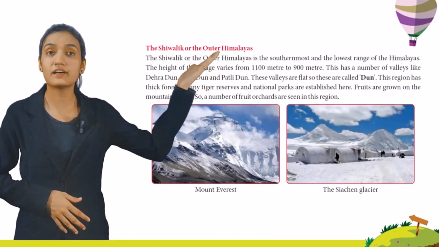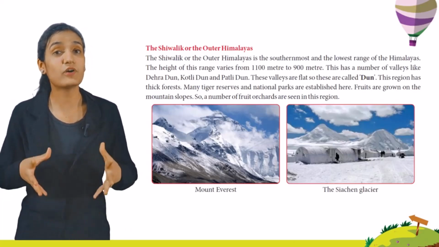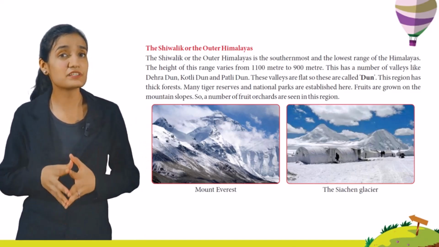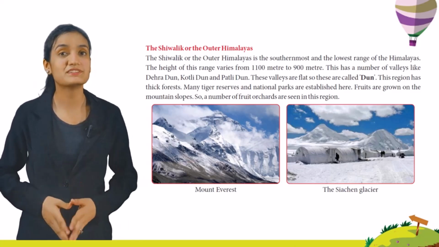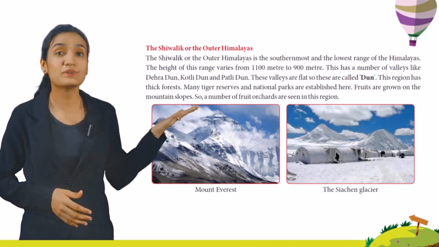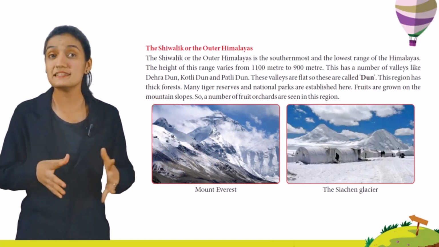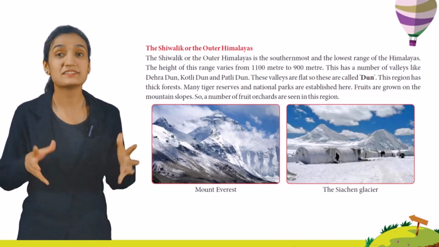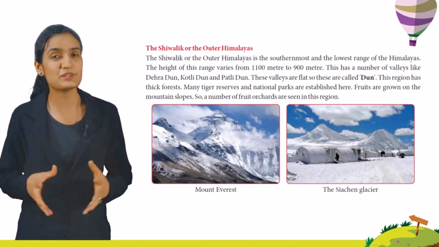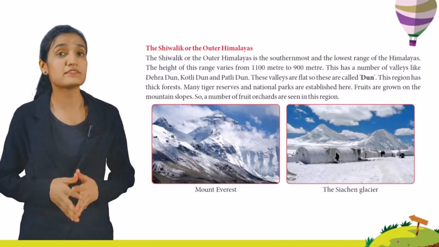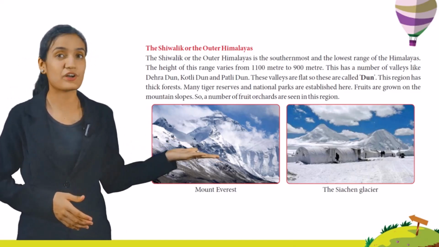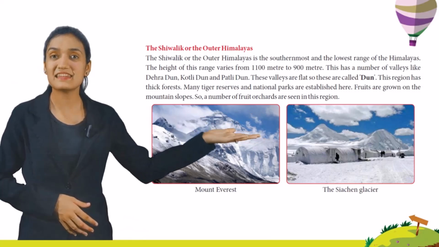The Shivalik or the Outer Himalayas. The Shivalik or the Outer Himalayas is the southernmost and the lowest range of the Himalayas. The height of this range varies from 1,100 meters to 900 meters. This has a number of valleys like Dehradun, Kotli Dun and Patli Dun. These valleys are flat, so these are called Dun. This region has thick forest. Many tiger reserves and national parks are established here. Fruits are grown on the mountain slopes, so a number of fruit orchards are seen in this region. Here you can see the picture of Mount Everest and the Siachen Glacier.